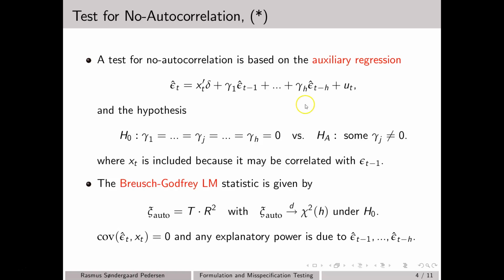What we do is carry out this regression, save the R squared, and then compute a test statistic simply given by T times R squared, where T is the number of observations in our data. Under the null hypothesis, this test statistic is chi-squared distributed with h degrees of freedom, the number of gamma parameters in the auxiliary regression. And this h corresponds to the order of the autocorrelation.